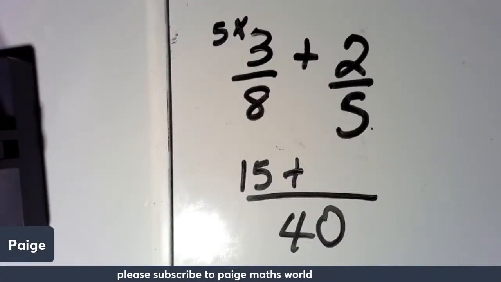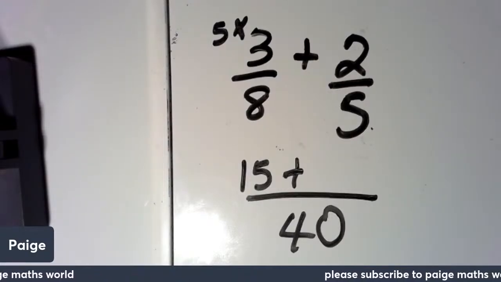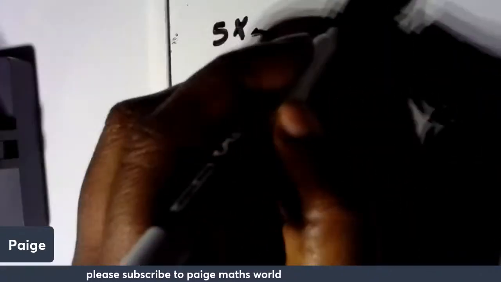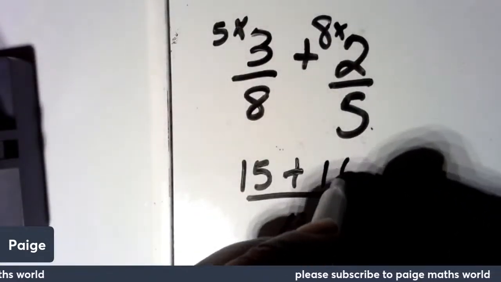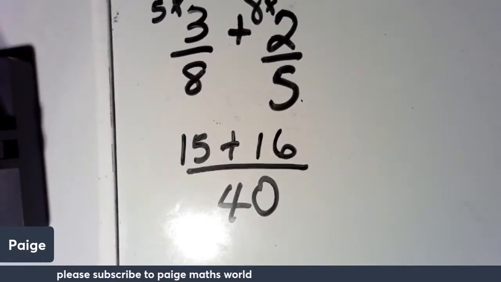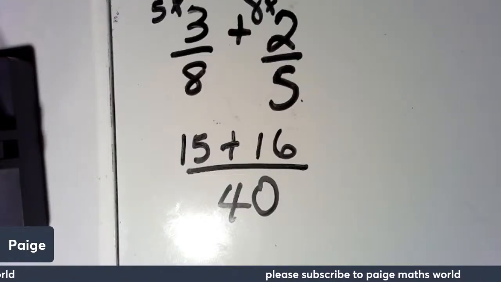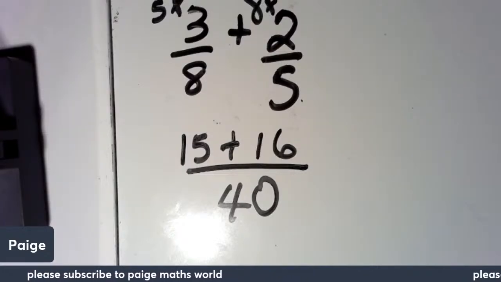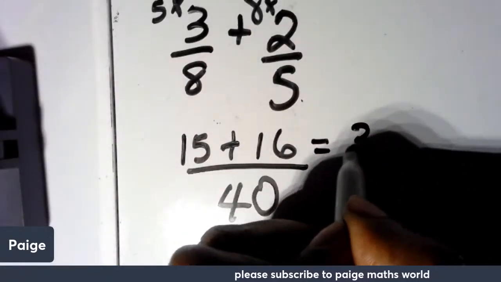Thank you, Tammy. Good job. 8. So 8 times 2, 16. Good, Raymond. 16. So 15 plus 16? 15 plus 16. 31. Thank you, Tammy. Yes, so 31 over 40.